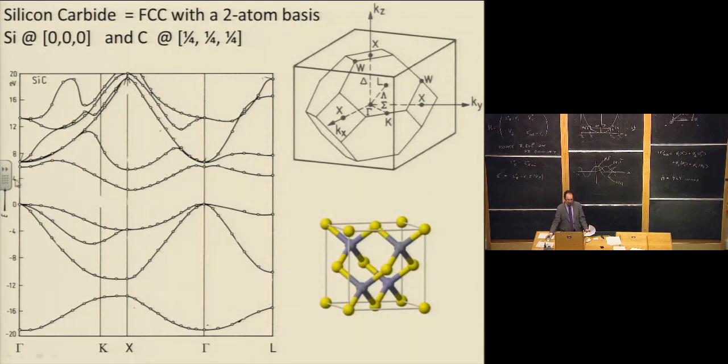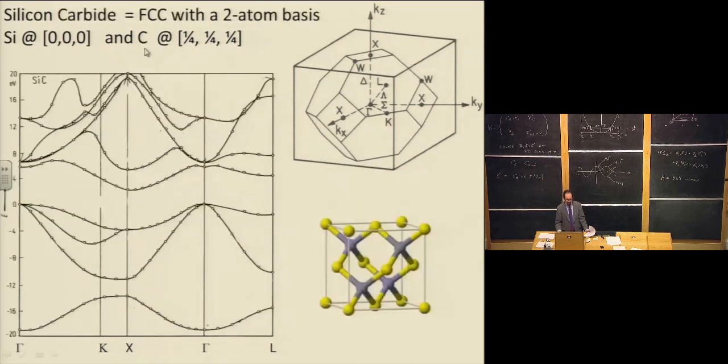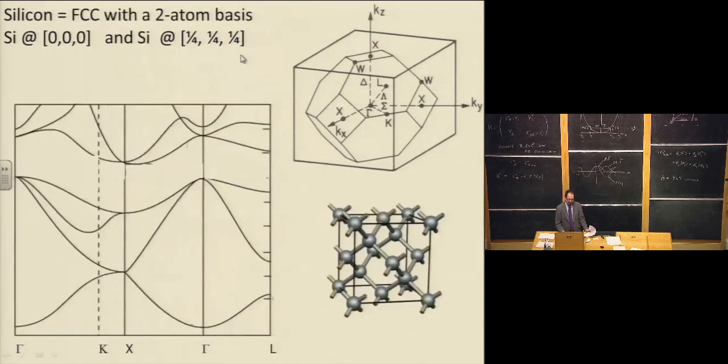So the question was about comparing something like this to something like silicon. So this is silicon here. It looks almost exactly like silicon carbide. The only difference is instead of carbon at 1/4, 1/4, 1/4, you replace those carbons with another silicon. So it's all silicon: silicon at 0, 0, 0, and silicon at 1/4, 1/4, 1/4.